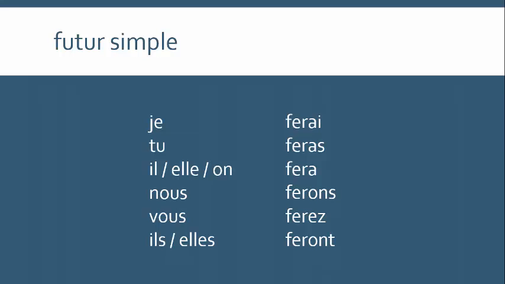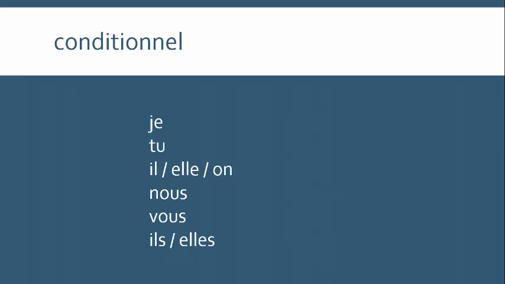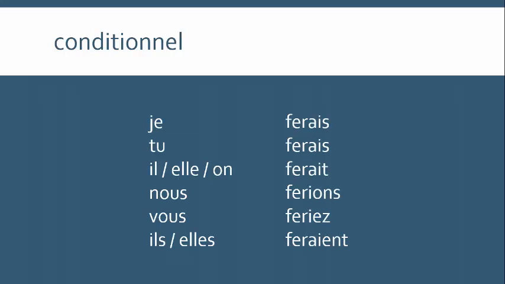And if you know the imperfect and the future well, the conditional is really easy. We start with the future stem, faire, and then to that add the imperfect endings, and we have je ferais, tu ferais, il, elle, on ferait, nous ferions, vous feriez, and il, elle ferait.